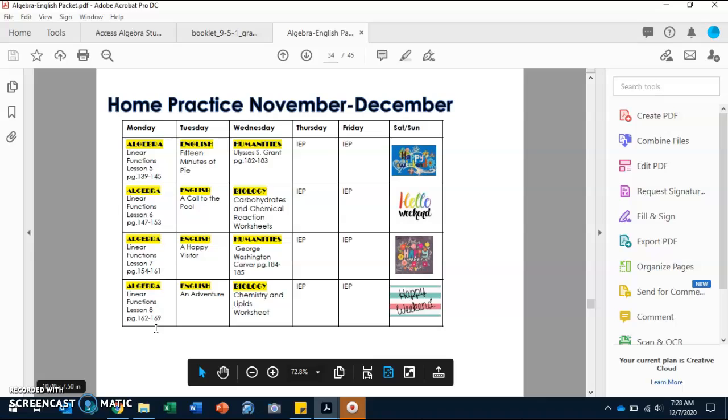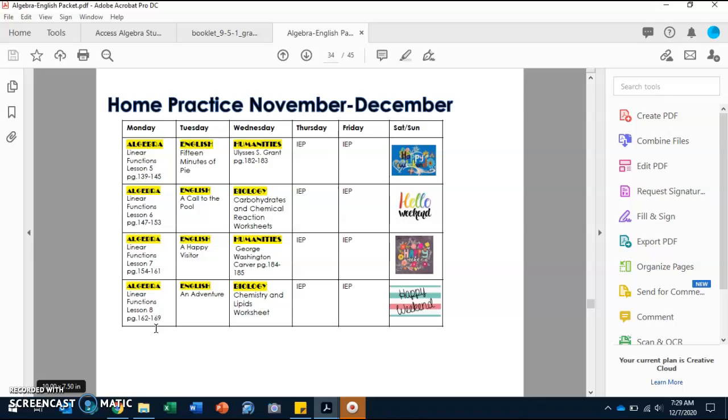If you do not have these pages, do not worry about it, guys. Just get a sheet of paper and you can write the answers on that piece of paper. Just make sure to label your questions and your answers. That way I know what answer you are putting for is for what question.